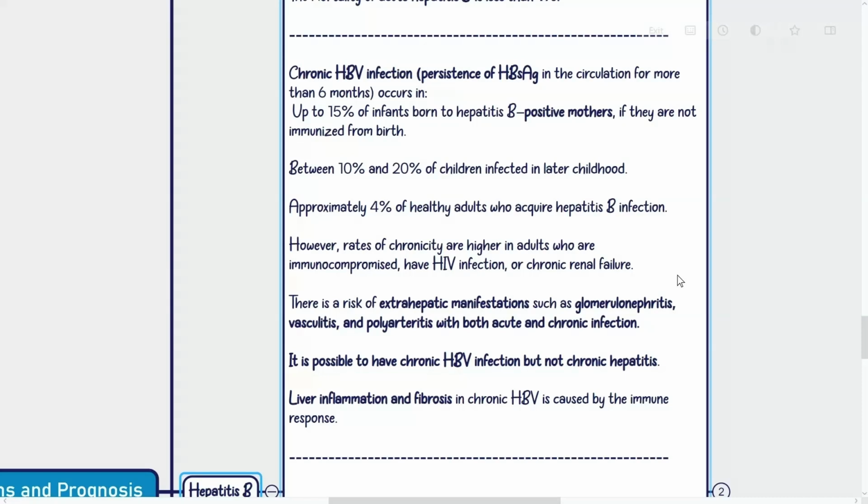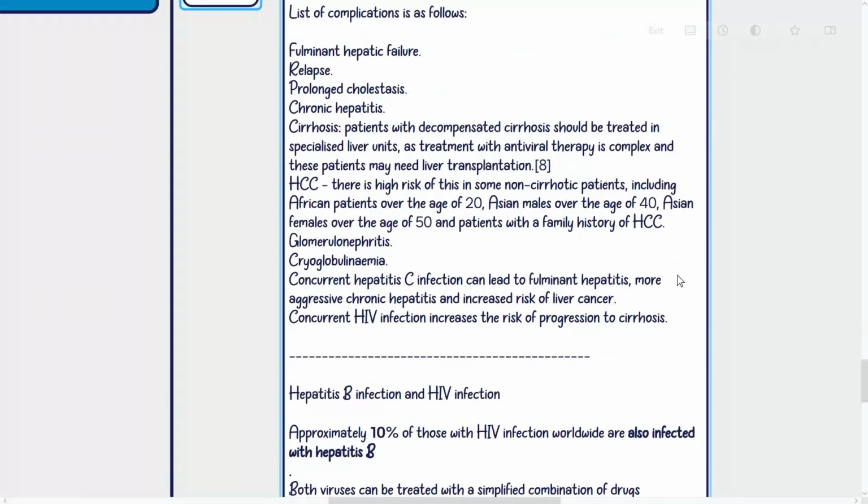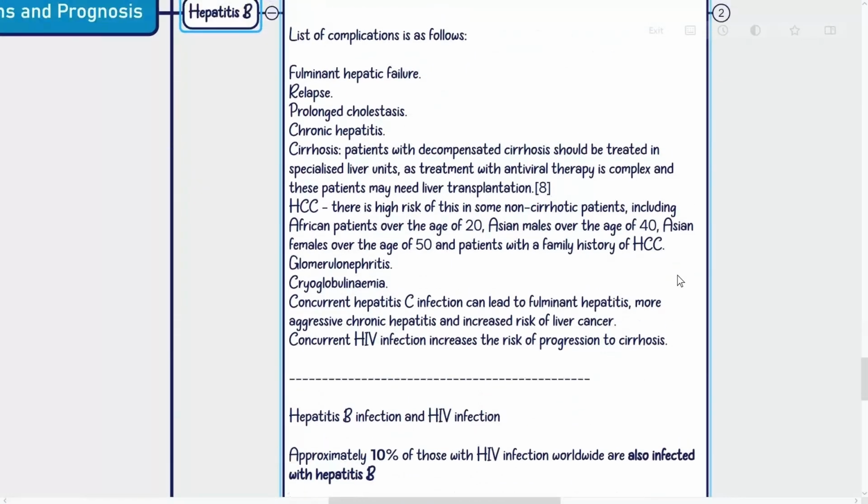There is a risk of extrahepatic manifestations such as glomerulonephritis, vasculitis, and polyarteritis with both acute and chronic infection. It is possible to have chronic HBV infection, but not chronic hepatitis. Liver inflammation and fibrosis in chronic HBV is caused by the immune response. The list of complications is as follows: fulminant hepatic failure, relapse, prolonged cholestasis, chronic hepatitis, cirrhosis.